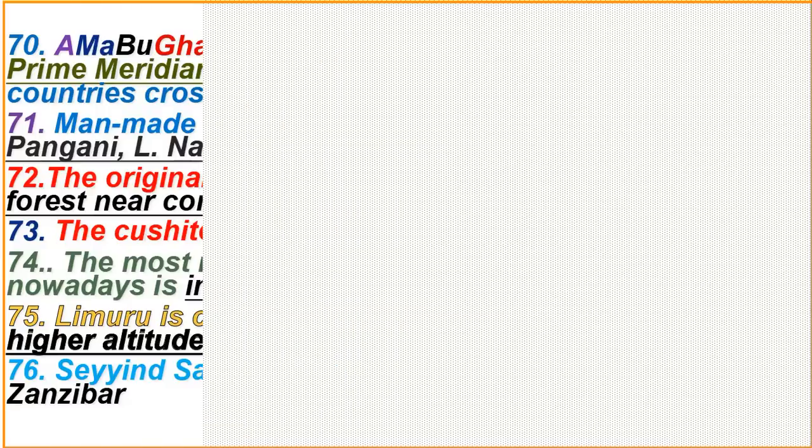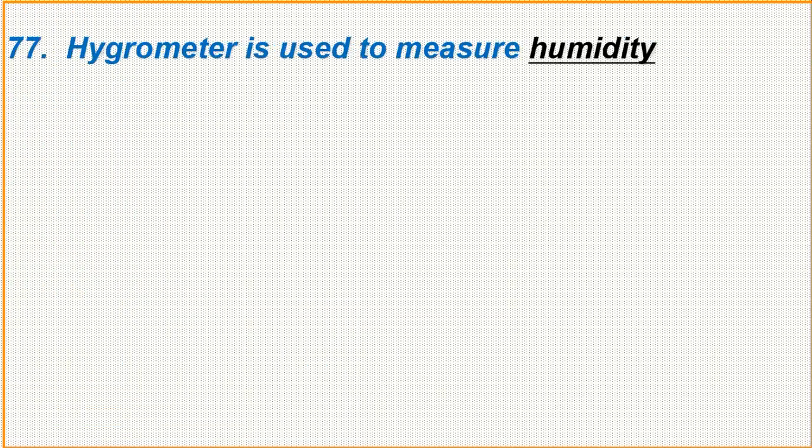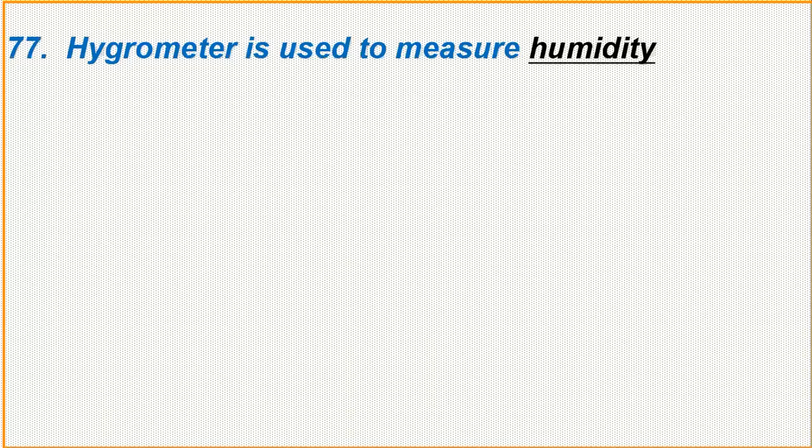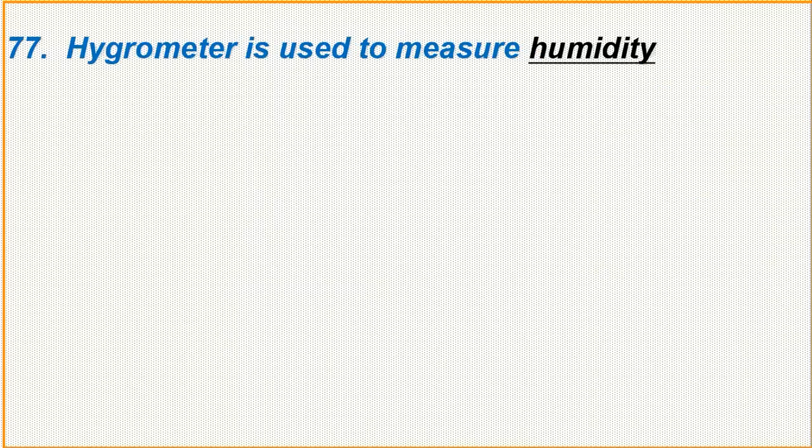Number 77. Hygrometer. A hygrometer is used to measure... the correct answer should be humidity, or the amount of water vapor in the atmosphere.